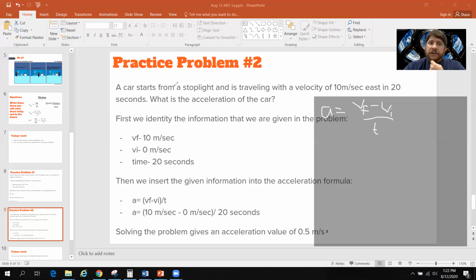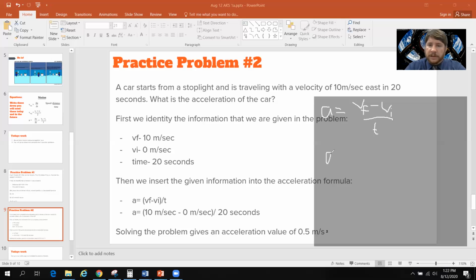It says the car starts from a stoplight. Now notice again, it said stoplight, meaning it's starting from a stopped position. In physics, a lot of times we'll say at rest. If something is at rest, it's not moving, the velocity is 0. So it's starting at a velocity of 0. That's our initial velocity. VI is 0. And then it gets up to a velocity of 10 meters per second. So that has to be the final velocity. And again, it takes 20 seconds to do this. So that's going to be T.